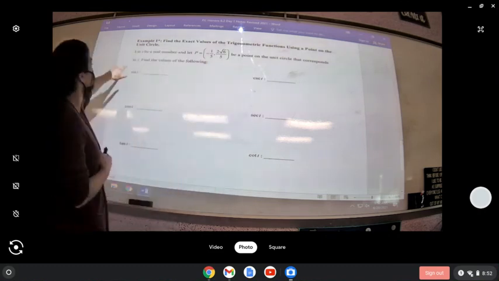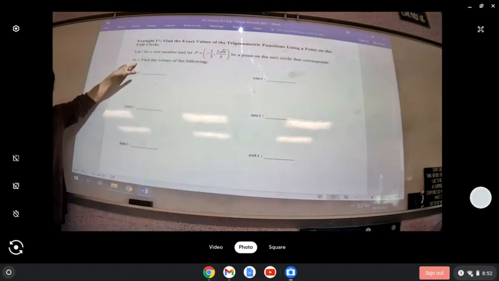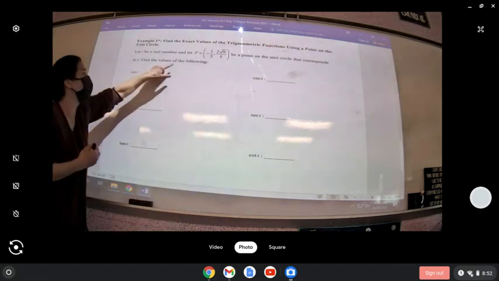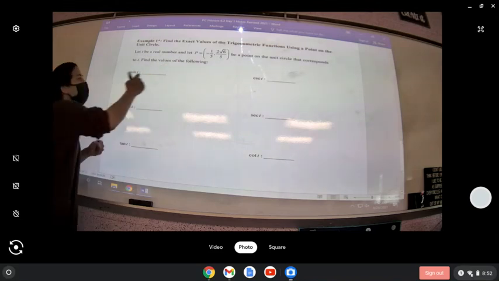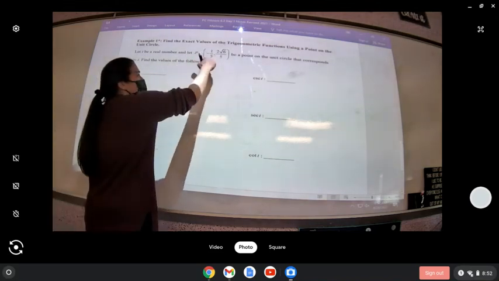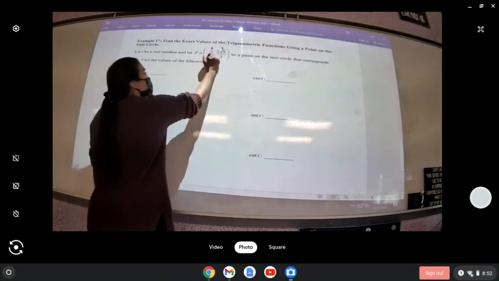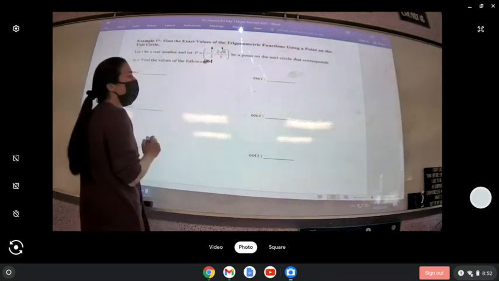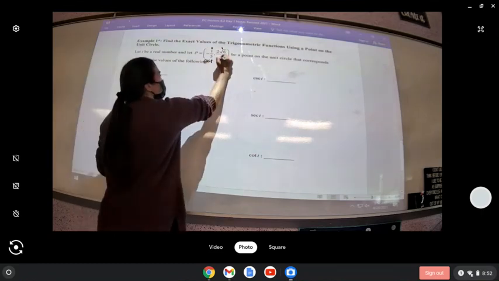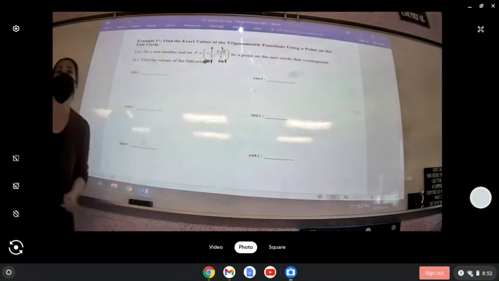Let P be a point, and that corresponds to t. So t is our angle measured in radians as a real number. Find the value of the following. So guys, if this is the point where it meets the unit circle, and this is its x-coordinate and y-coordinate, then guess what? This is the cosine of angle t, and this is the sine of angle t.